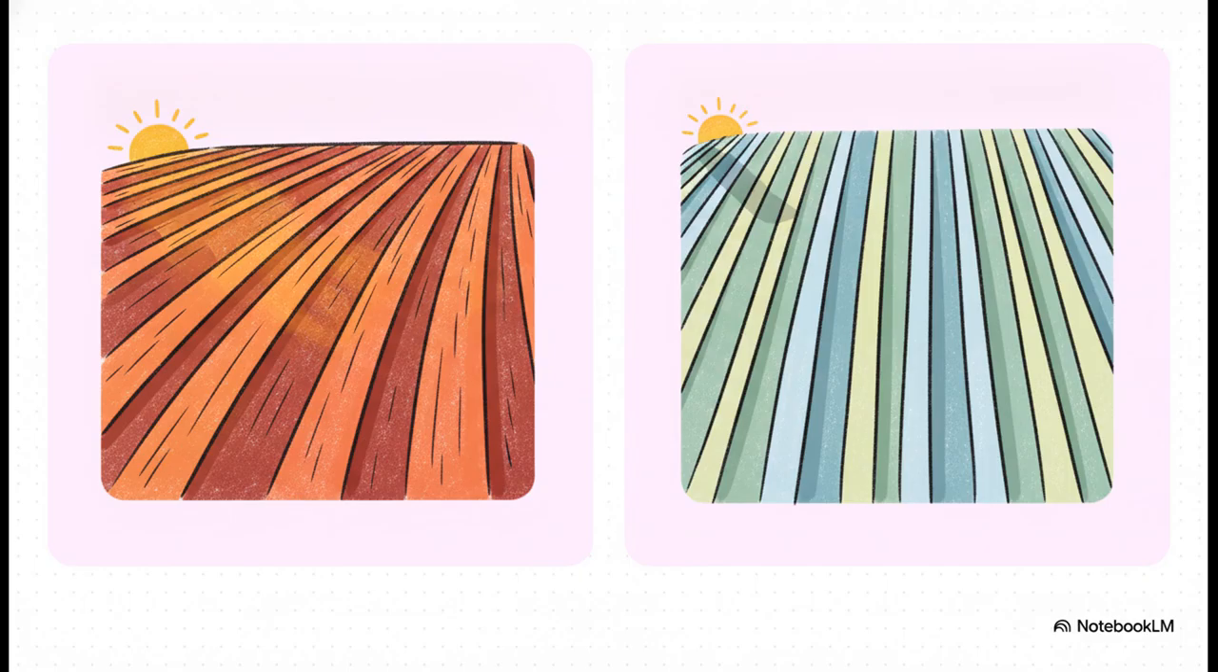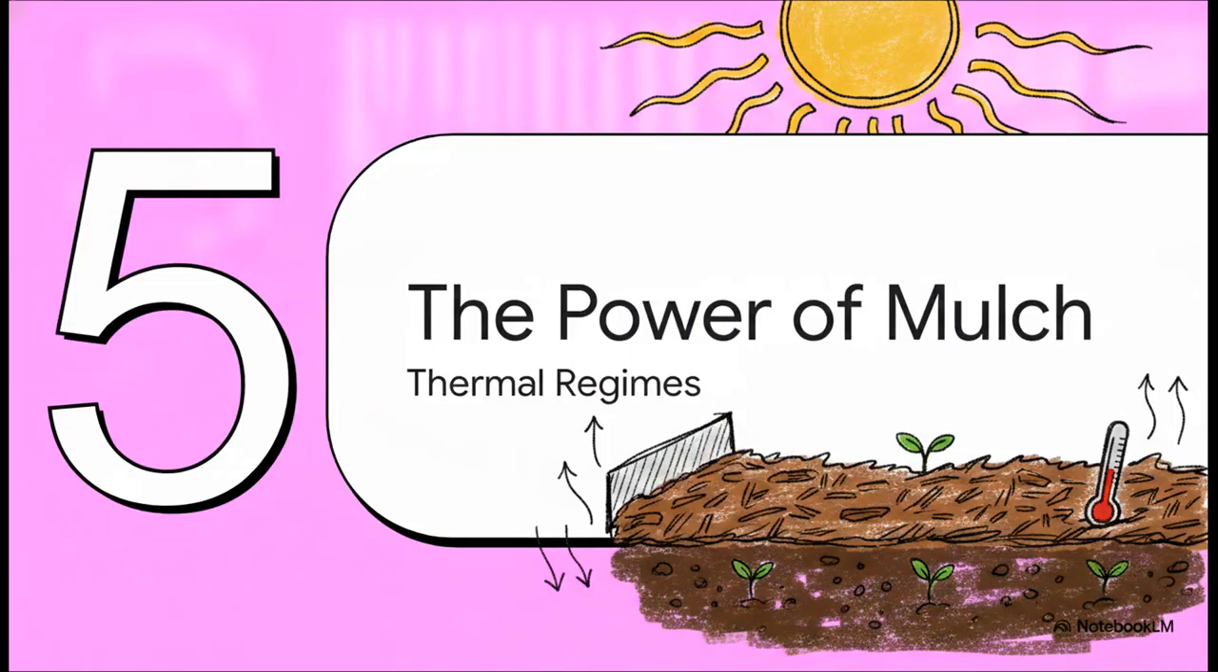Physical shaping changes the heat flux because the slope and direction dictate how much radiation is captured. Ridges naturally record higher temperatures than furrows. But direction matters too. East-west oriented ridges absorb way more heat and record much higher soil temperatures than your conventional north-south ridges. Section 5. The power of mulch.